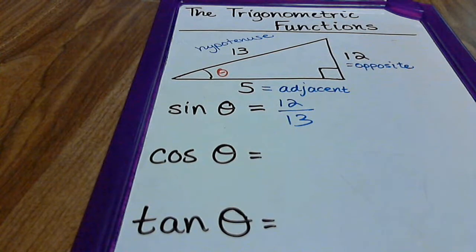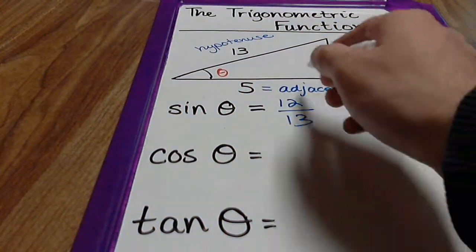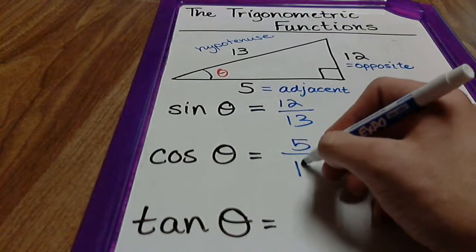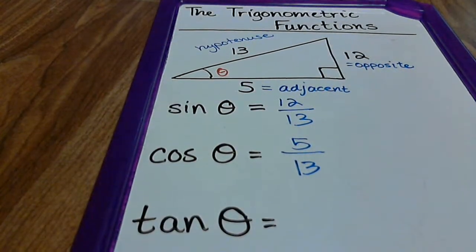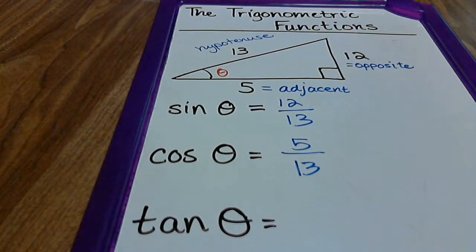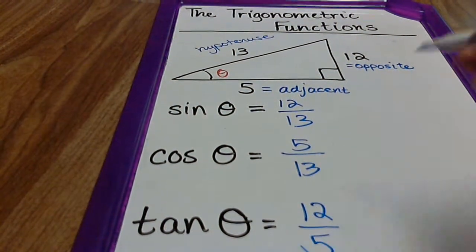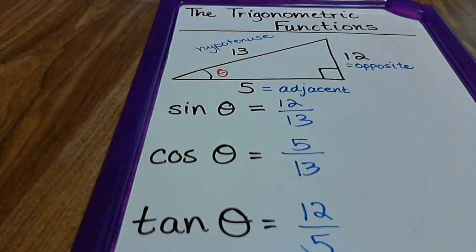Okay. And there are ways to actually figure out what theta is, but we're not going to go into those today. And then the adjacent is 5, divided by the hypotenuse, 13. So the cosine of theta would be 5/13. Okay? And then we have the tangent of theta, which is the opposite over the adjacent. Okay? So 12/5.